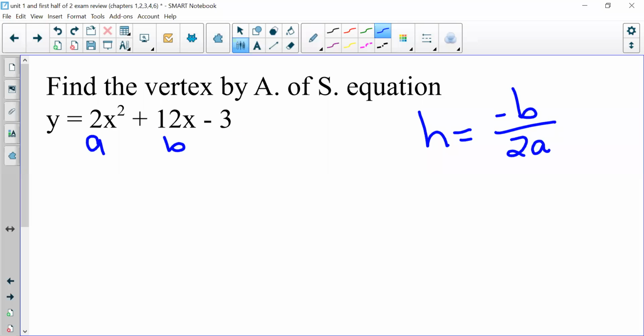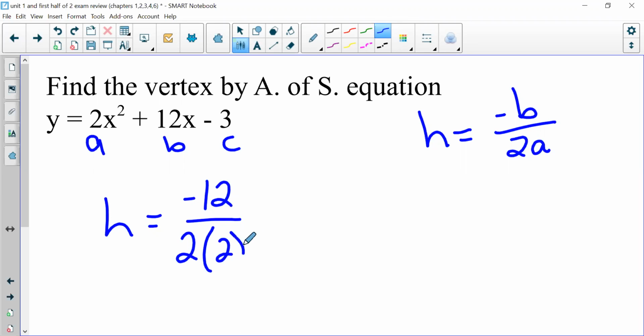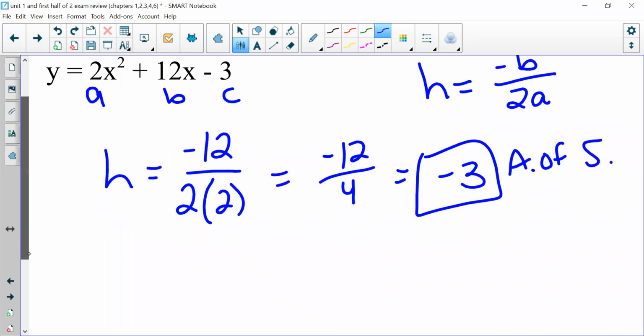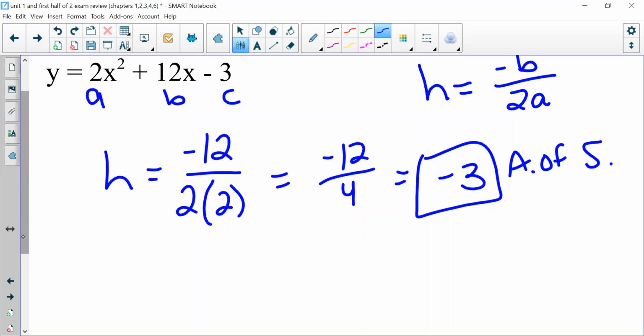This is in standard form. So if you were going to do the axis of symmetry equation, B is 12, so I'm going to put in negative 12. That's part of my formula. 2 times A. So I get negative 12 over 4, or in this case, I get negative 3 as my axis of symmetry. And then the part that we were forgetting was now what? How do I find the y value of my vertex? Who remembers how I find the y value? Once you've done the axis of symmetry equation, how do you find the y value of your vertex?